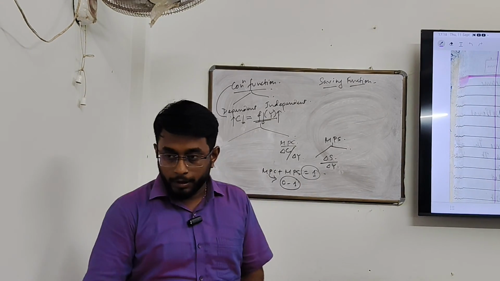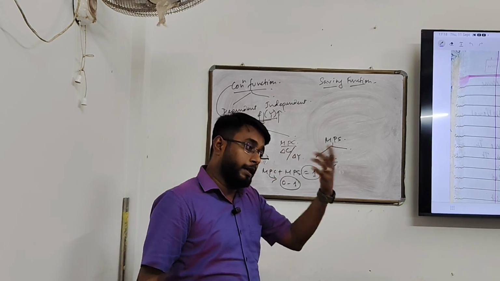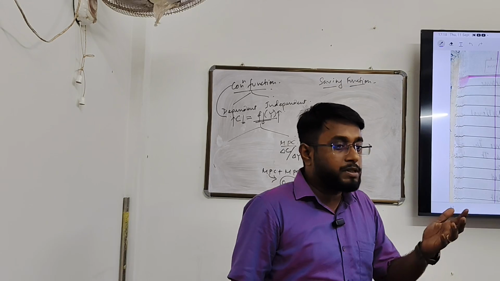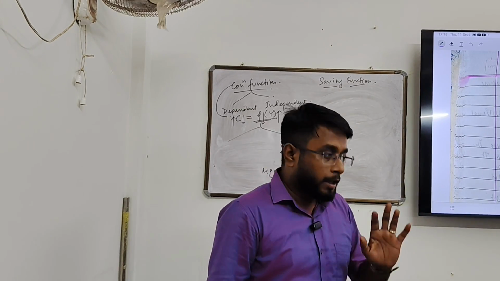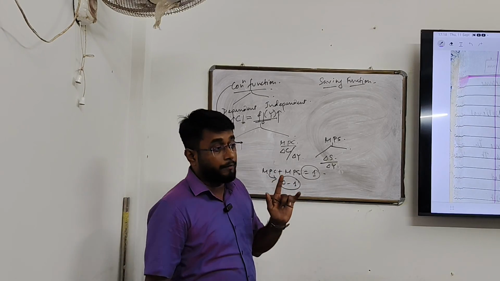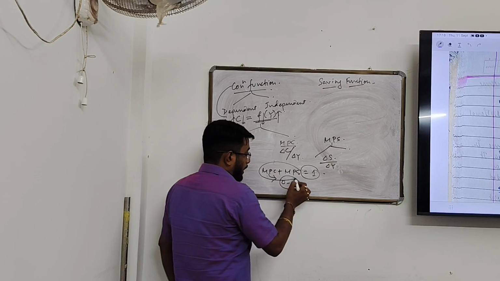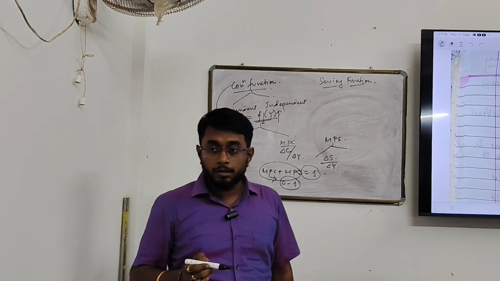That is most important. MPC value 1 থেকে বেশি হবে না, APC হতে পারে, এভারেজের ভ্যালুটা হতে পারে, বাট MPC ভ্যালু 1 থেকে বেশি হবে না. MPC ভ্যালু lies between 0 to 1. At the same time, MPC value can never ever be negative. Now, MPC and MPS এর addition, what it will give us? It will give us 1.